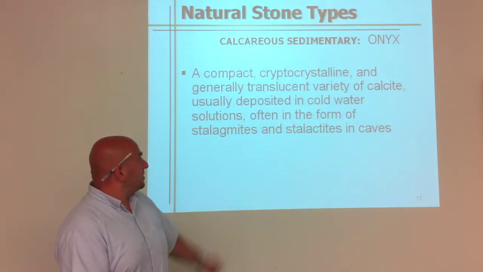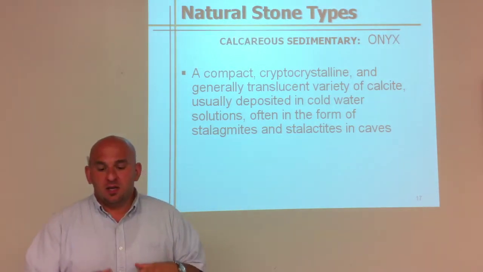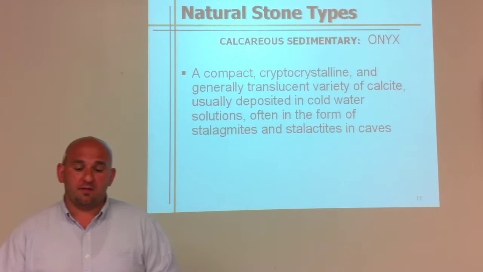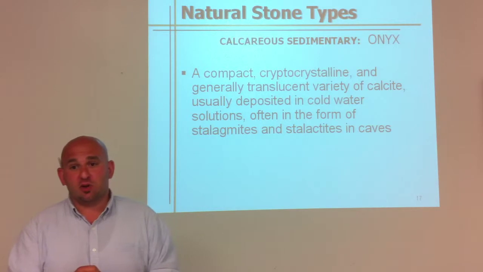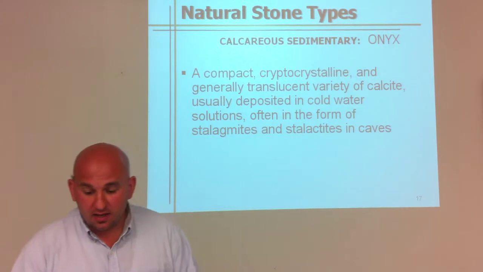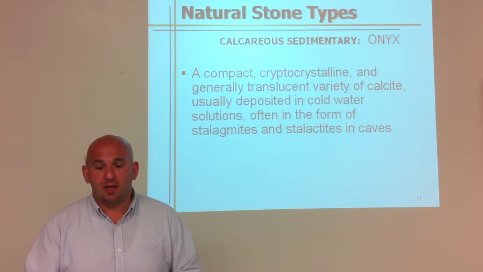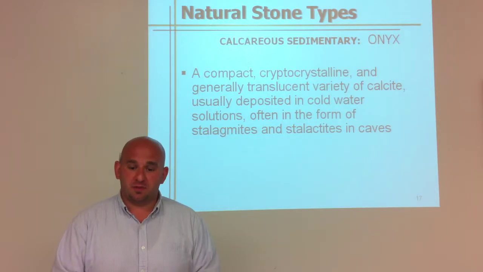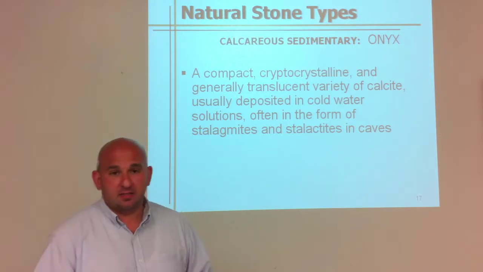The other calcareous sedimentary stone we talk about is onyx. It's a compact cryptocrystalline. What that means is, if you're talking about other marbles or other limestones or other stones, they'll have microcrystallines, which are crystals large enough that you can actually see them under a microscope. And then there's macrocrystallines, which you can actually see with the naked eye. In an onyx, with the cryptocrystalline, the crystals are so small that you can't even see them under a microscope, hence giving it a characteristic that allows it to be translucent, which allows light to pass through it. How are they formed? Typically they're in caves where there are a lot of stalagmites and stalactites.